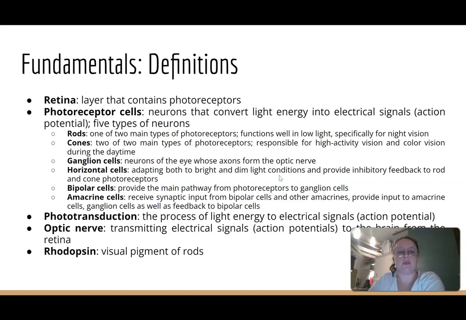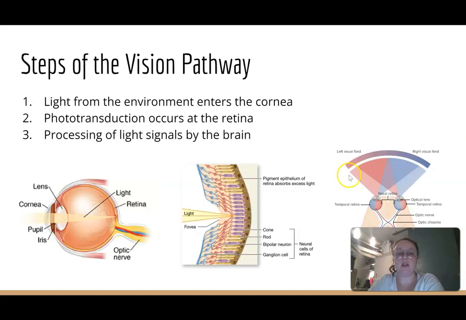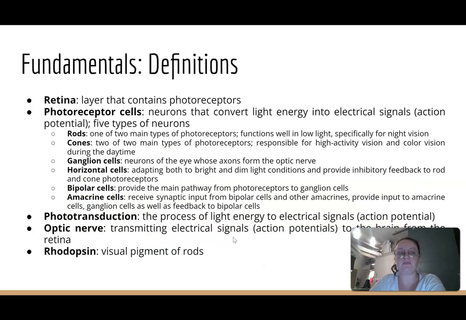Next, we have our photoreceptor cells, and these are neurons that convert light energy into electrical signals, also known as action potentials. There are 5 types of neurons. We have our rods and cones, which make up 2 of our main types of photoreceptors. Our rods function well in low light. They're specifically for night vision, and our cones are responsible for high activity vision and color vision during the daytime. In this second image, you can see along here we have our rods and cones. Cones are depicted as purple and yellow are our rods.